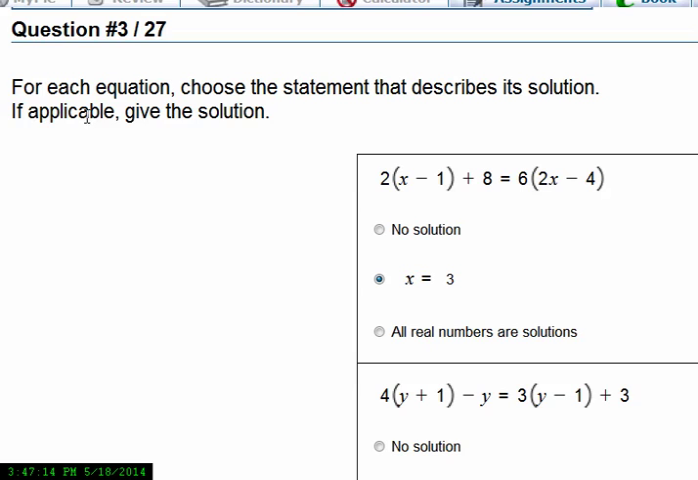I'll be going on and doing problem number 3 on the sample final. It says for each question, choose the statement that best describes its solution. Just say best and create that. If applicable, give the solution.